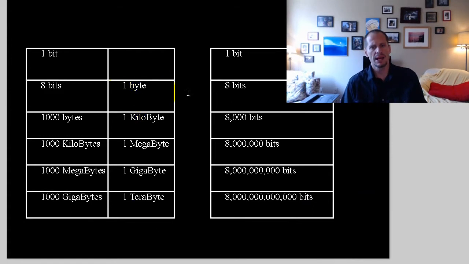So with one byte, we actually have 8 bits, right? Because there's 8 bits in a byte. With 1 kilobyte, we have 8,000 bits because a kilobyte has basically 1,000 bytes. So a megabyte's got 8 million, a gigabyte's got 8 billion, a terabyte's got 8 trillion single zeros and ones. 8 trillion single zeros and ones.